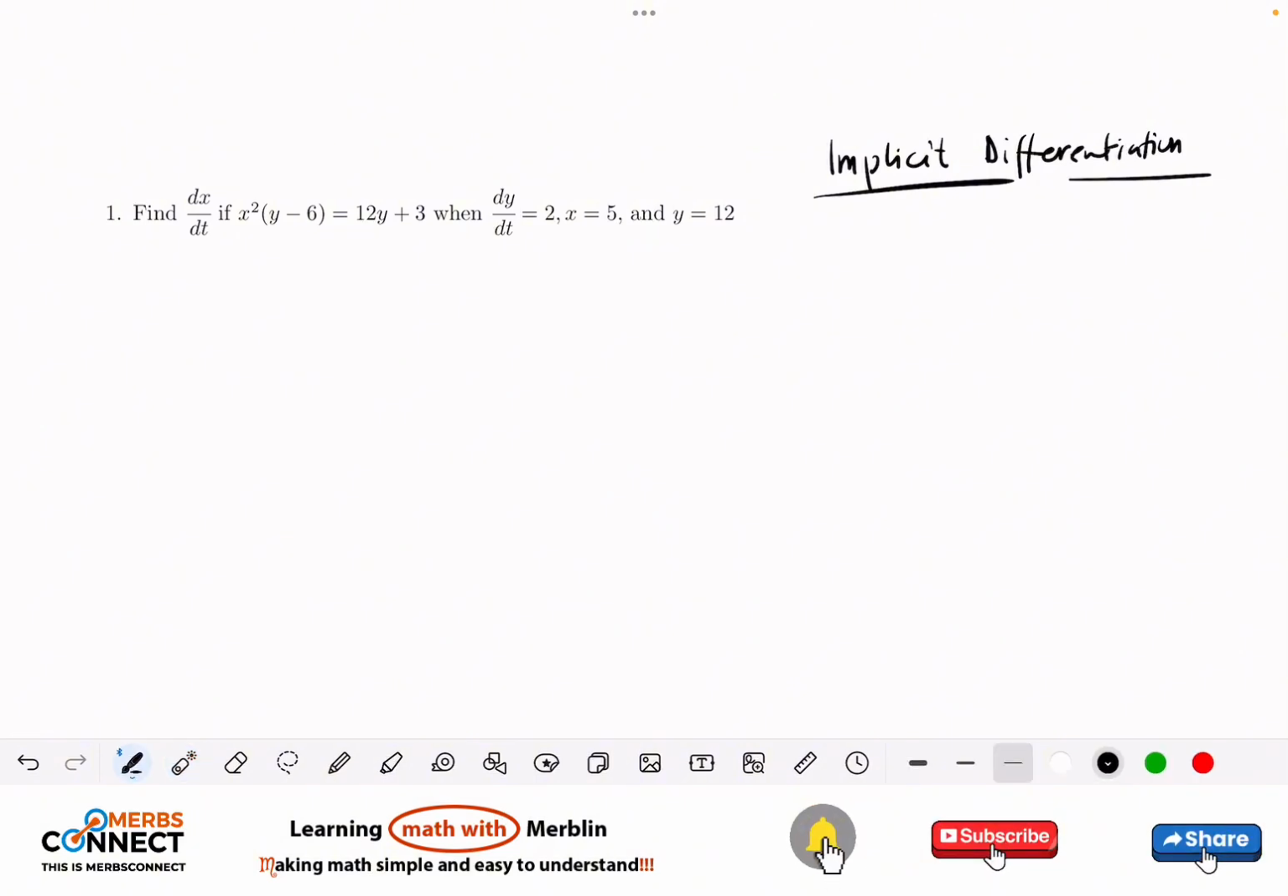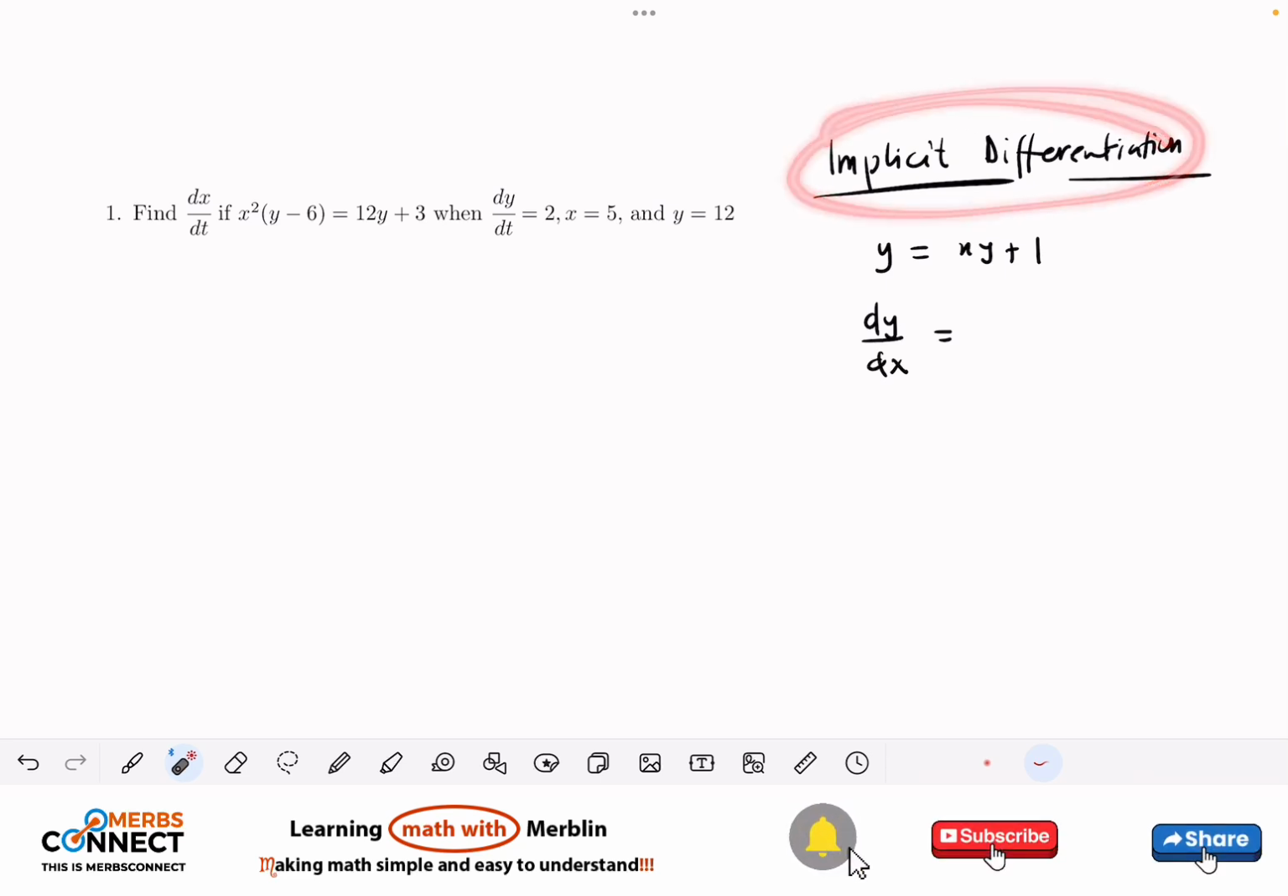So let's assume that I have y equal to x y plus 1, and I'm going to differentiate this with respect to x. Then what will be dy over dx? Because this is implicit differentiation, this is like two functions, since I have y and x. So I'm going to differentiate this using the product rule.